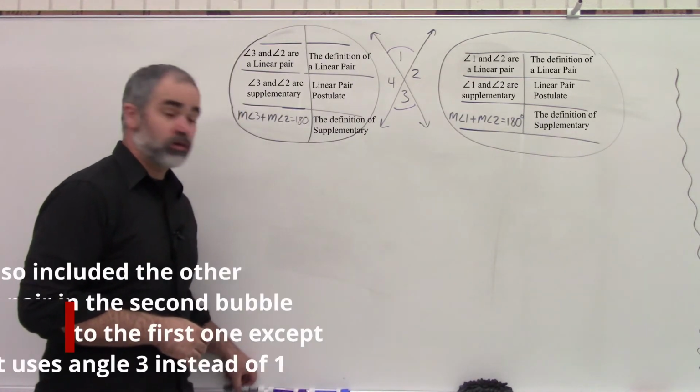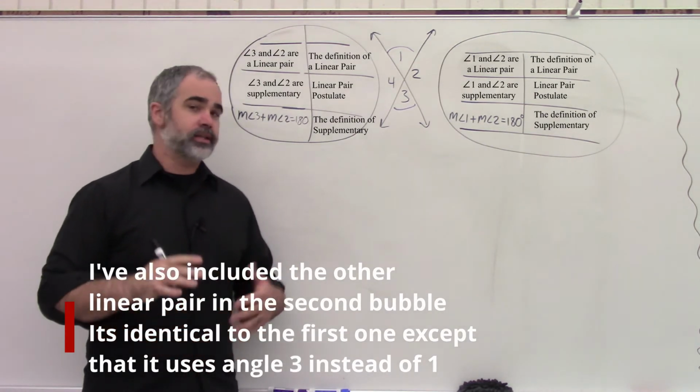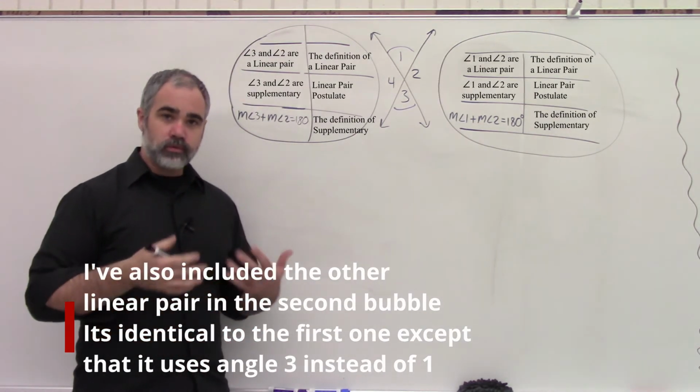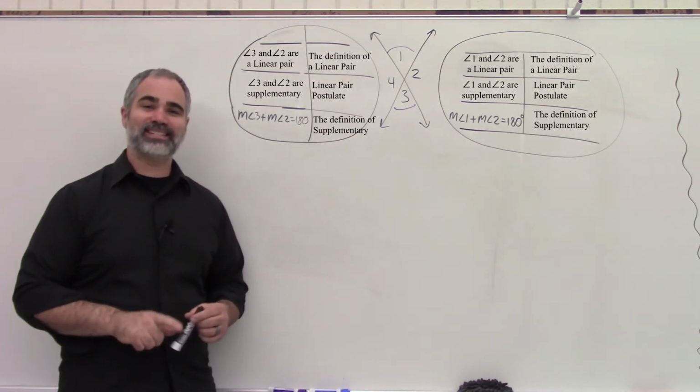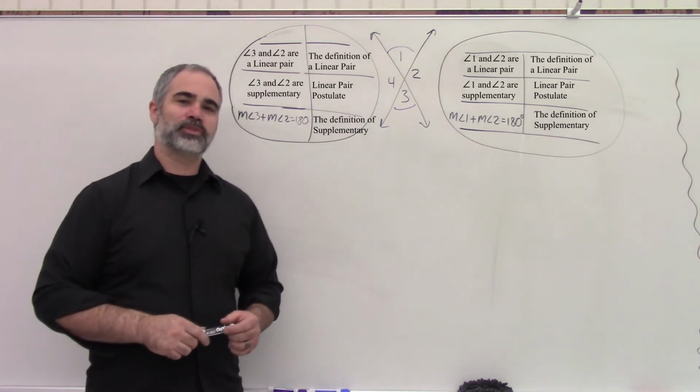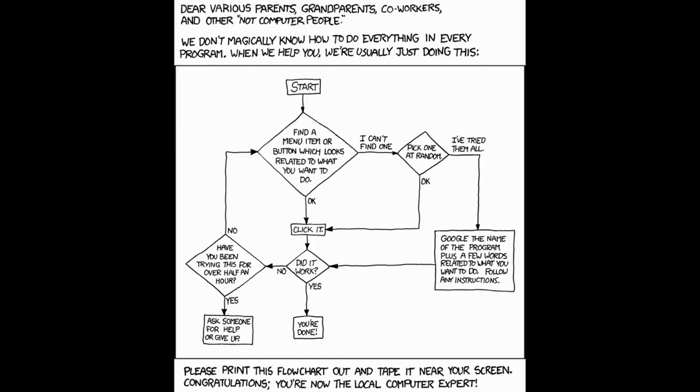Now, for those of you who know what flowcharts are, it's simply a diagram that shows you the order that things go in. My favorite flowchart of all time comes from XKCD. I'm going to show you a picture of it right now. I'll let you pause it and read it, but it's really funny. So that's a flowchart. And we're going to be doing the same thing here.